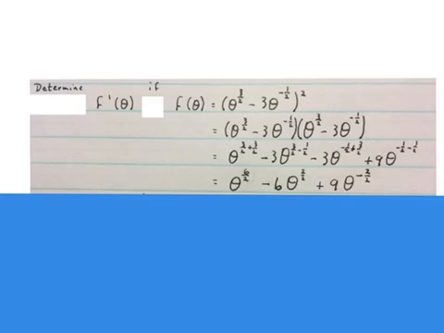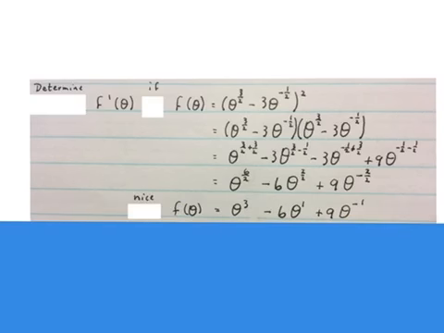When you do your simplifying, you'll find out that this term and this term are like terms. They'll get you back to this answer. This will get you down here, and this guy will get you down here. If you now simplify these exponents, you'll get theta to the power of 3 minus 6 theta to the power of 1 plus 9 theta to the power of minus 1. Now you're ready to differentiate.